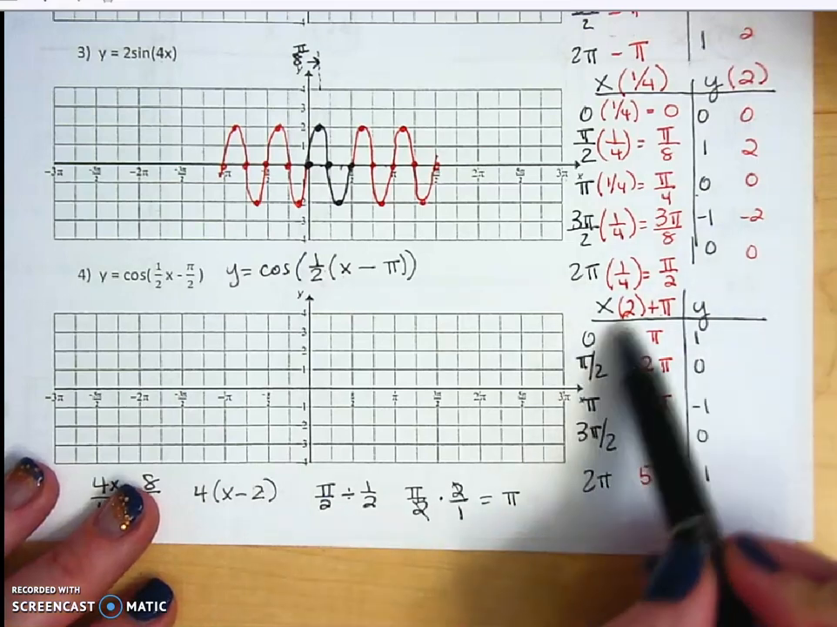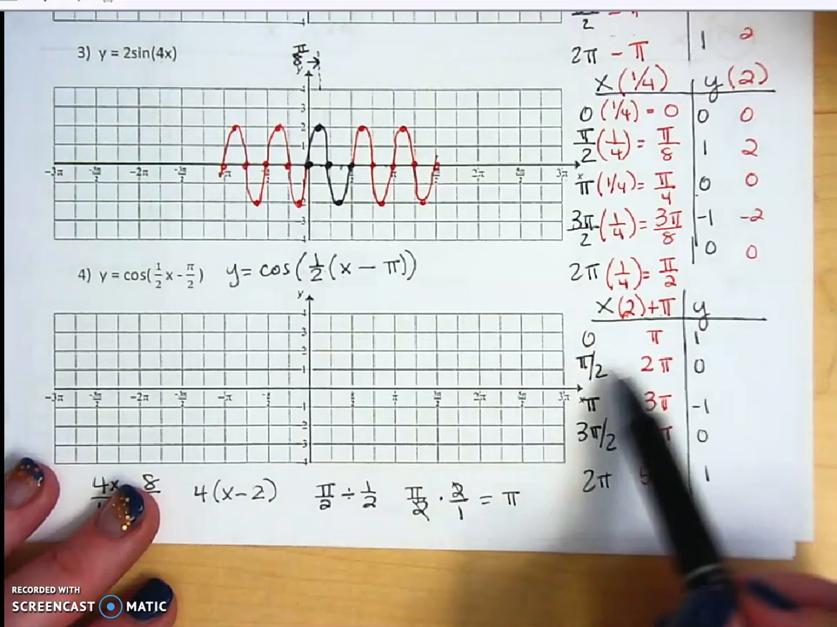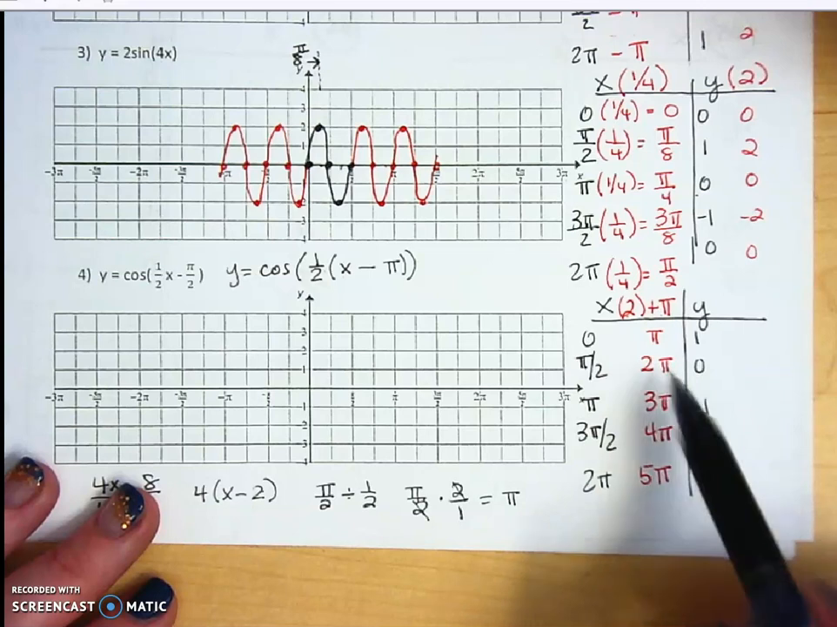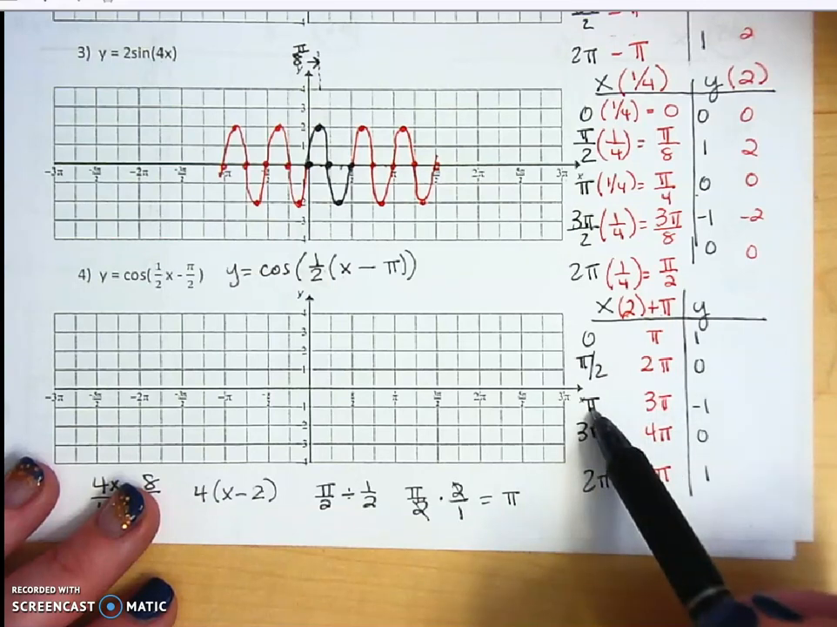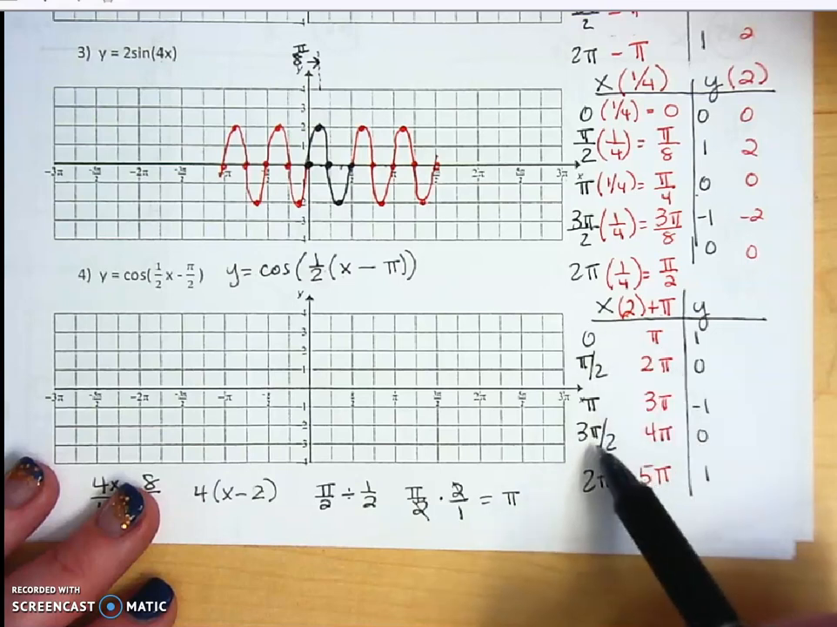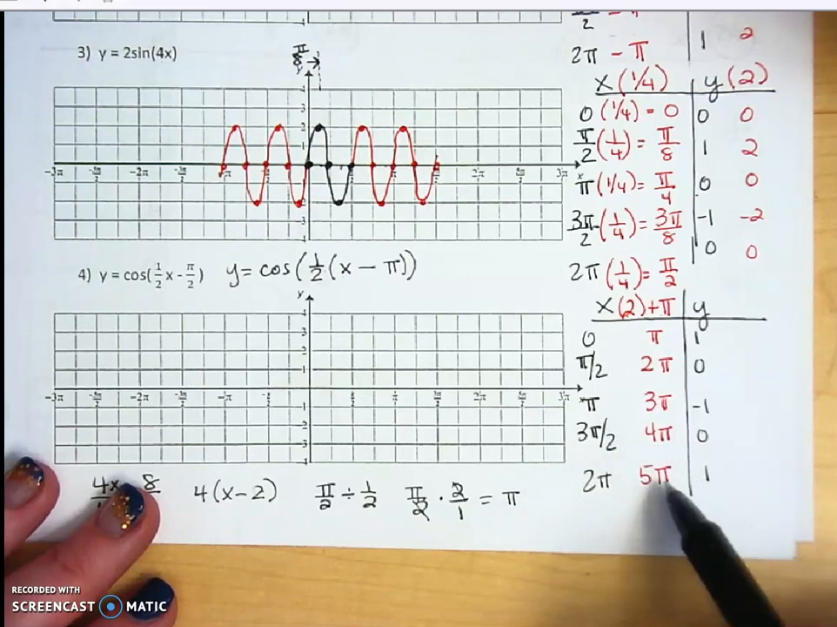All right, so 0 times 2 is 0, plus pi is pi. Pi over 2 times 2, the 2's cancel, leaving me pi. And then plus pi is 2 pi. This was 2 pi plus another one, 3 pi. 3 pi over 2 times 2, the 2's cancel, plus pi is 4 pi, and we're here.